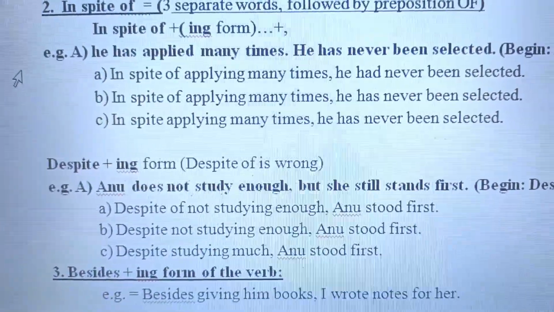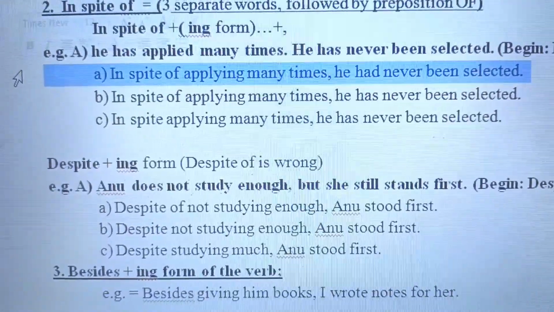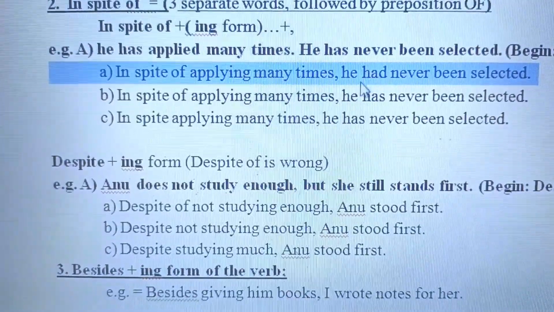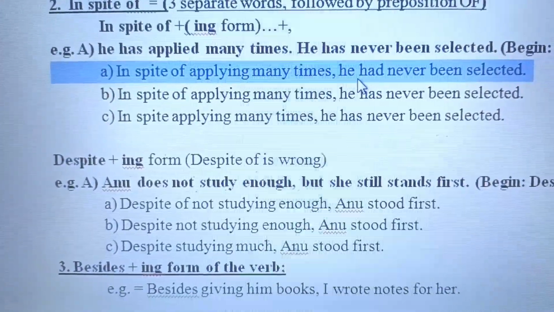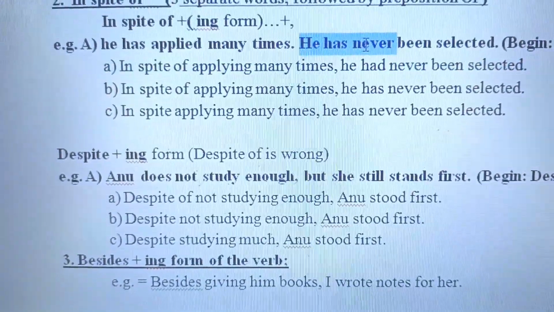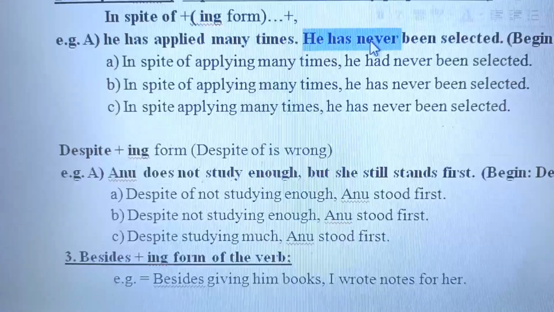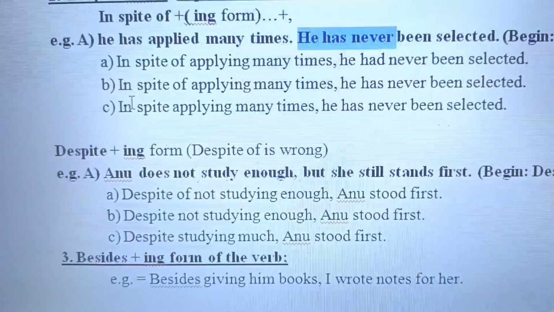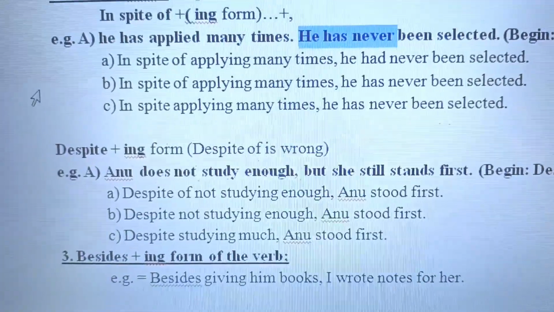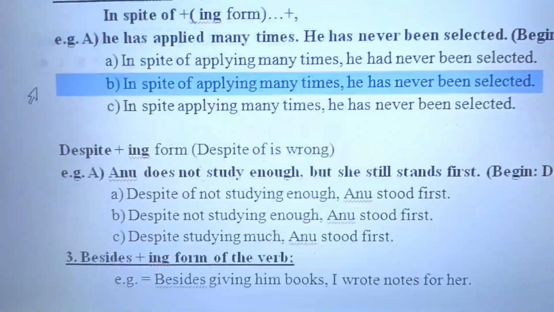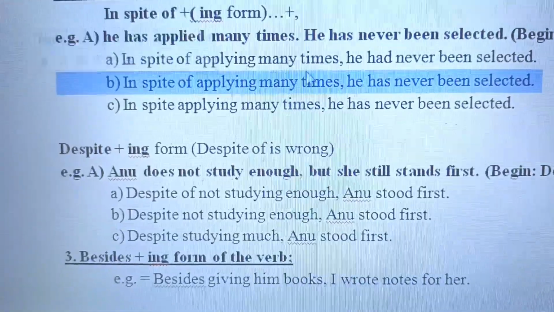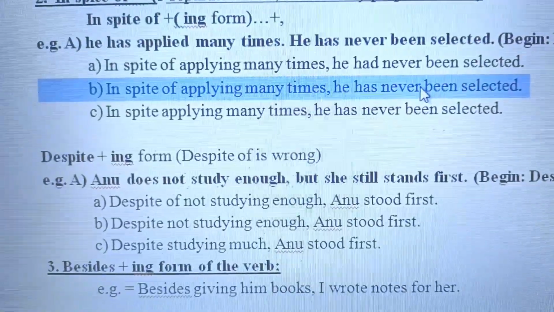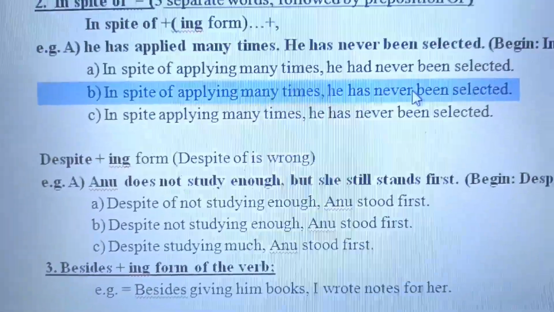So here in the first sentence A, in spite of applying many times, that is correct. But then in the second part, he had never been selected, that is in past tense, whereas here in this you can see he has never. So this is present perfect tense. So you have to select the correct tense. So here option A and C are not correct. Option B is correct: in spite of applying many times, he has never been selected. So this way you can make out this particular option is correct.